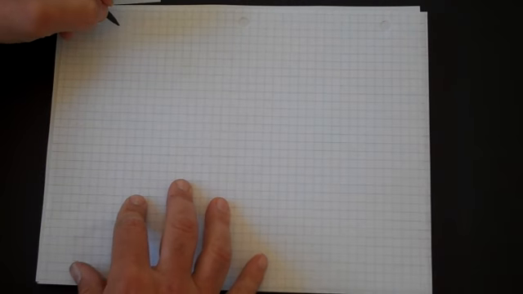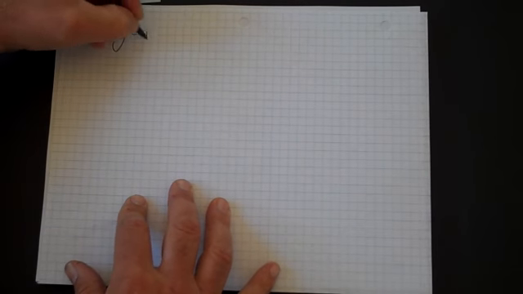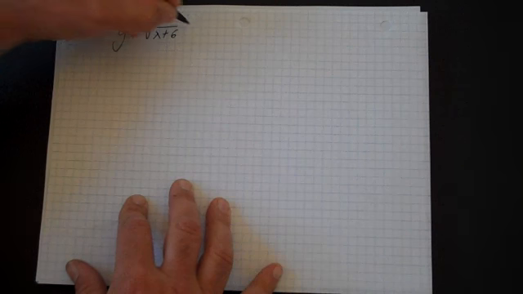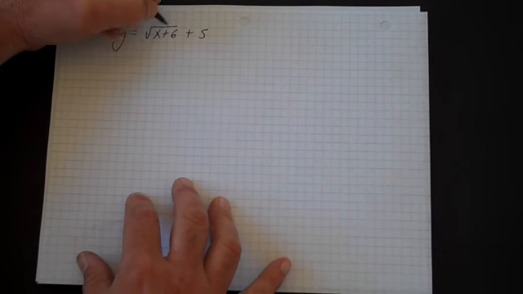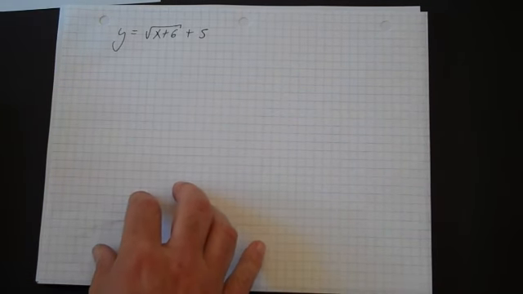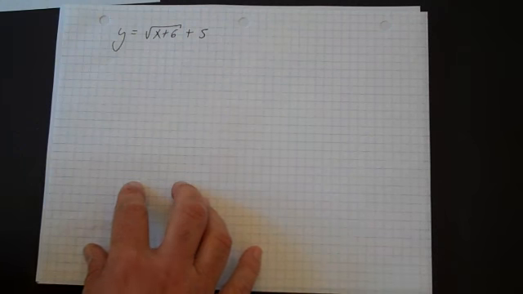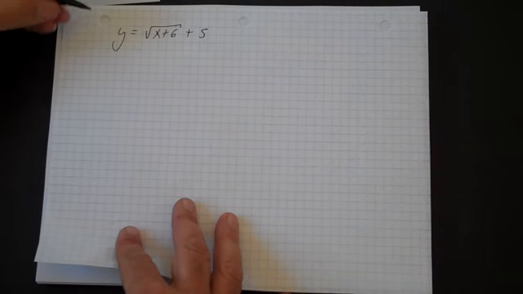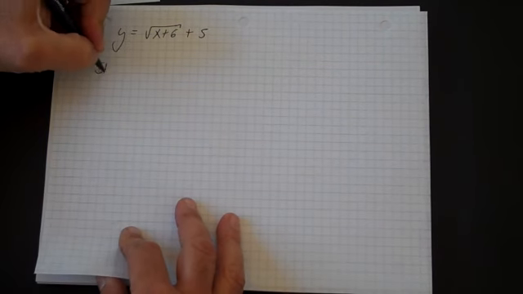So if we want to graph y is equal to the square root of x plus 6 plus 5, well, the trick here is we don't actually need to graph everything. All we need to know is the starting point and then whether or not it flips or not. So first of all, let's find the starting point.